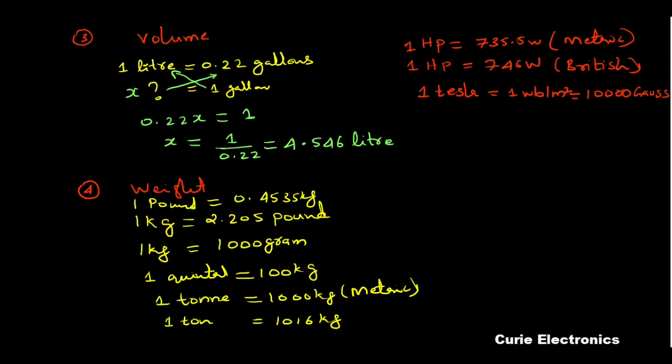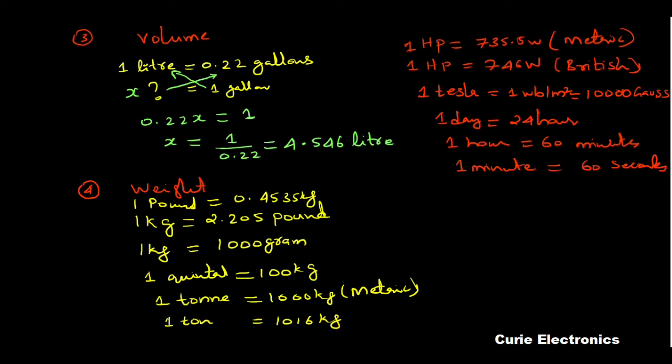Now, 1 day equals how many hours? All of you know 1 day equals 24 hours. 1 hour equals 60 minutes. Then what about 1 minute? I was looking at the time, it's already 15 minutes going to be. 1 minute equals 60 seconds. Okay, this all we understood.